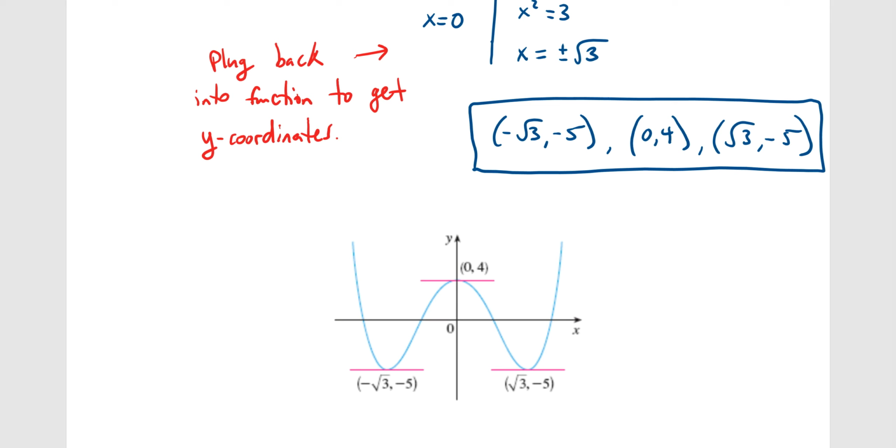And then you can see the graph here, and you can see the 3 points here, here, and here. And you can see how they have a horizontal tangent line at those points, meaning the slope of the tangent line is 0.